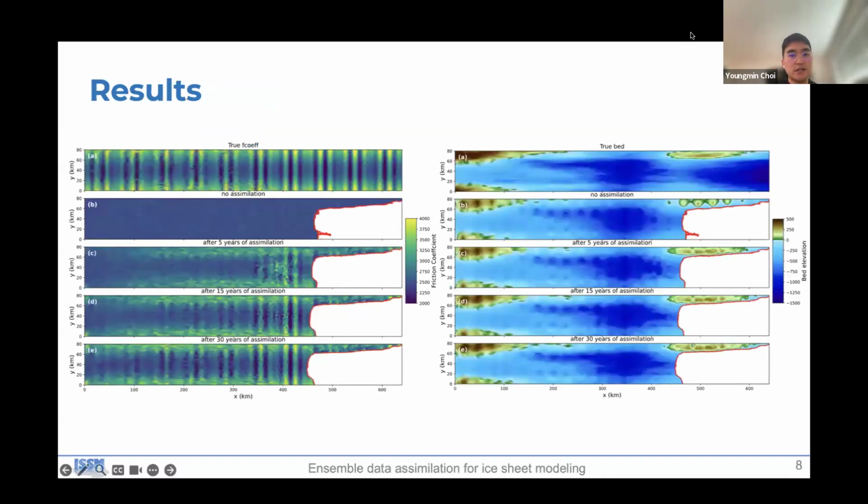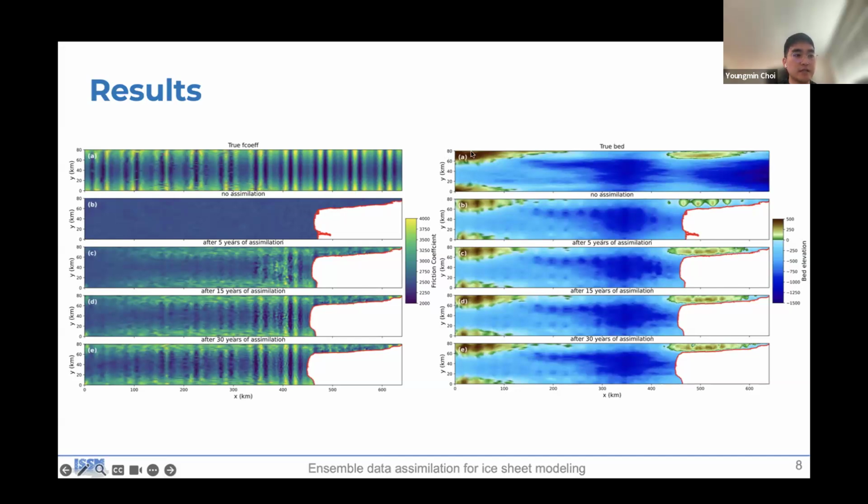So these are the results. The left figure shows the true friction coefficient on the top, and the mean of the initial ensemble on the second panel. The third panel is the friction coefficient after 5 years of data assimilation, then the fourth is after 15 years, and the last one is after 30 years of data assimilation. The same applies for the right figure, which is the result for bed topography.